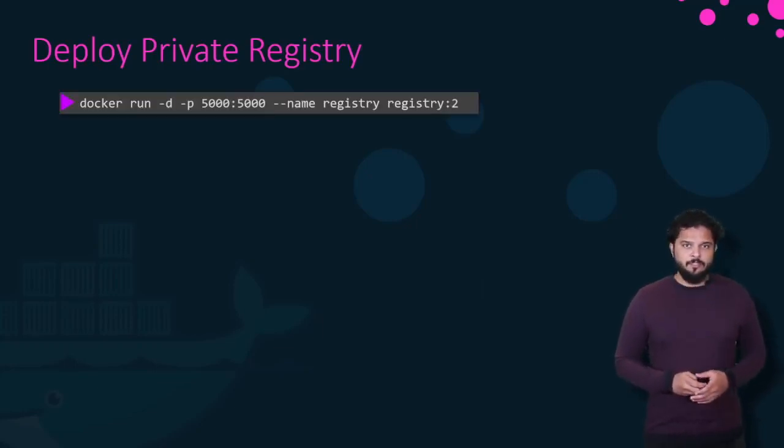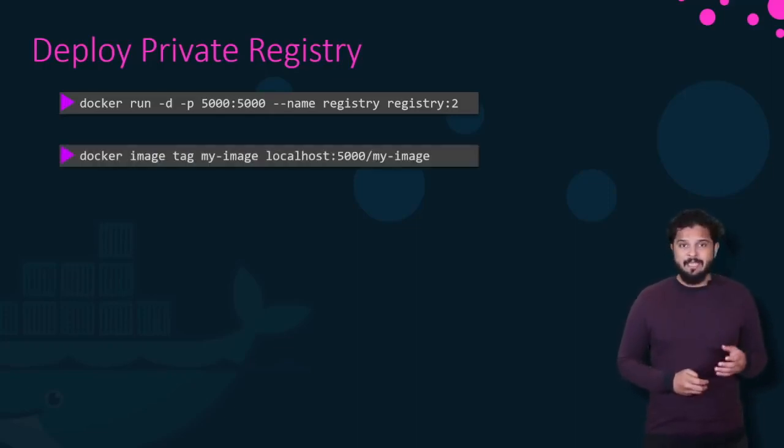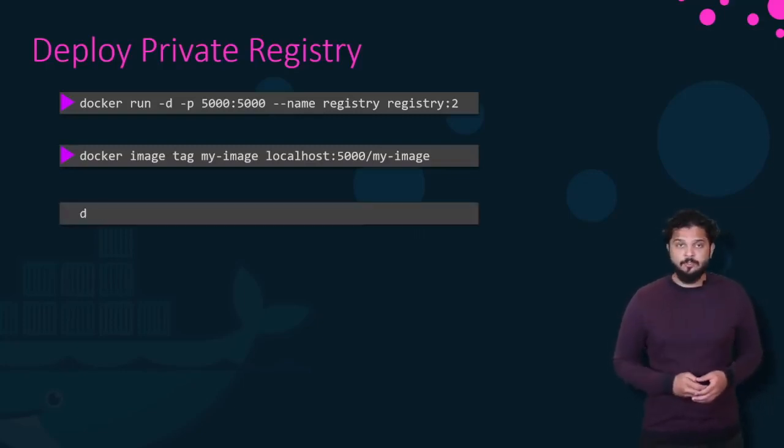Now that you have your custom registry running at port 5000 on this Docker host, how do you push your own image to it? Use the docker image tag command to tag the image with the private registry URL in it. In this case, since it's running on the same Docker host, I can use localhost:5000 followed by the image name. I can then push my image to my local private registry using the command docker push and the new image name with the Docker registry information in it.